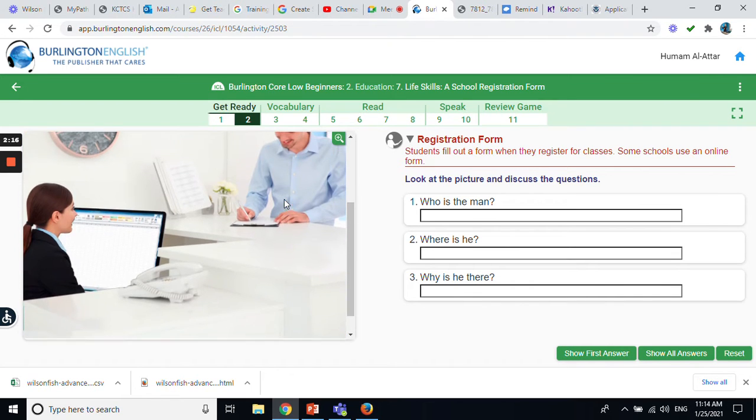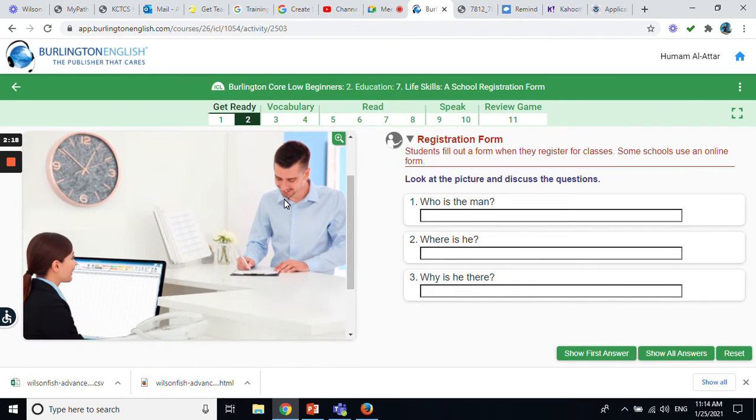So if you look at the picture here, there are two people. One of them is behind a computer, behind a desk. And one of them is standing and holding a pen doing something here. So, Bumo, who is the man? Who is this person? Can you tell?